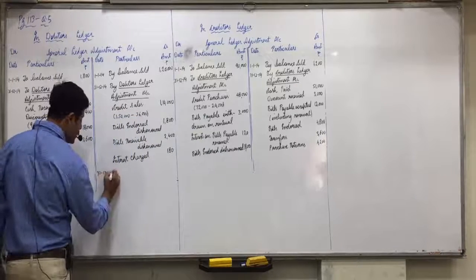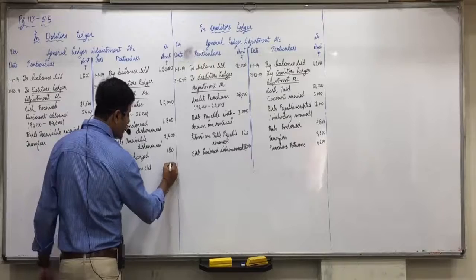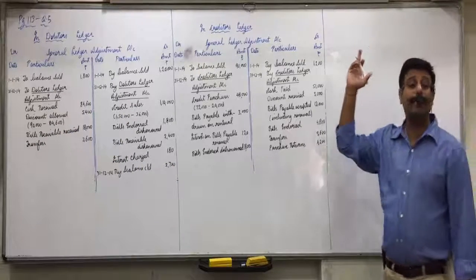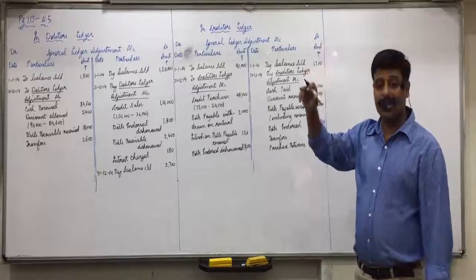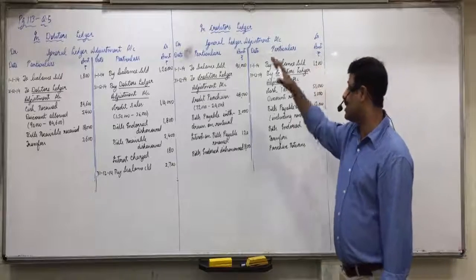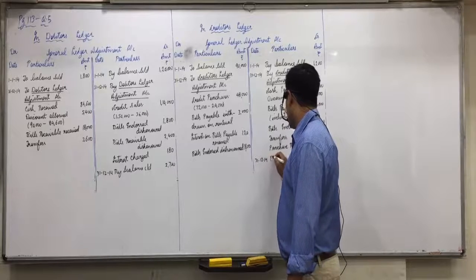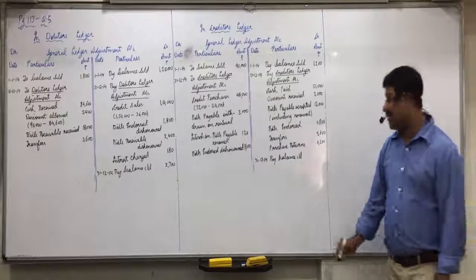31/12/14, by balance carried down, 2,700. And creditors credit balance: in creditors we would write it on the debit side, because the closing balance comes on the opposite side. So creditors debit side, but in the general ledger on the credit side. By balance carried down, 6,522.